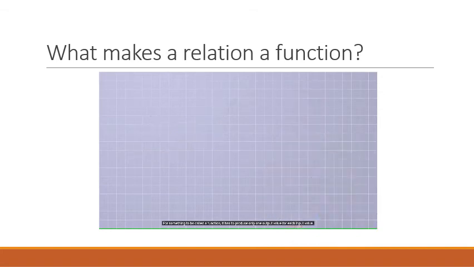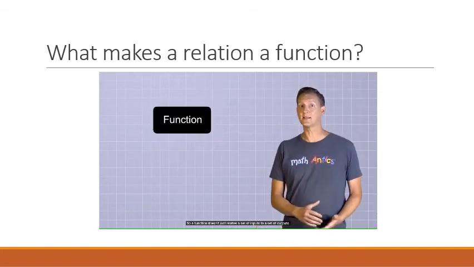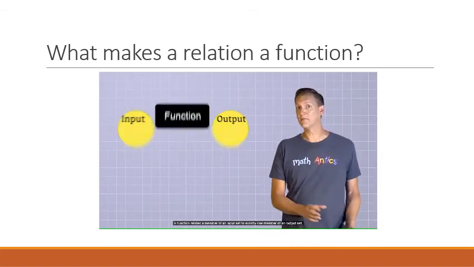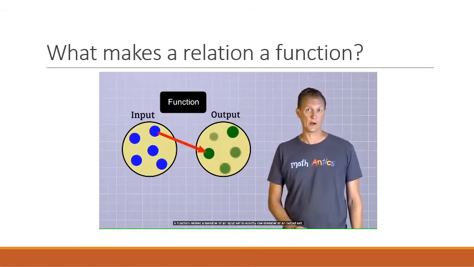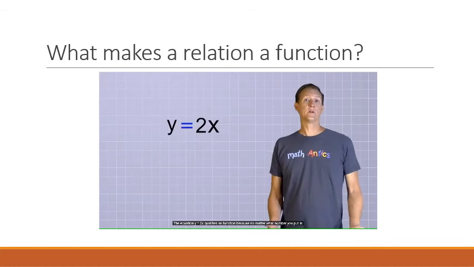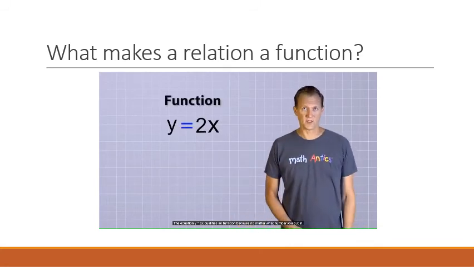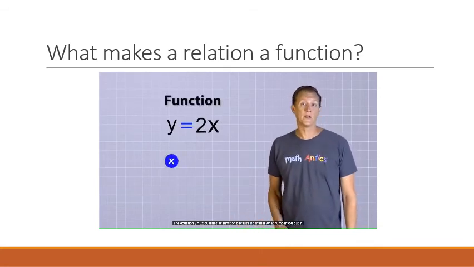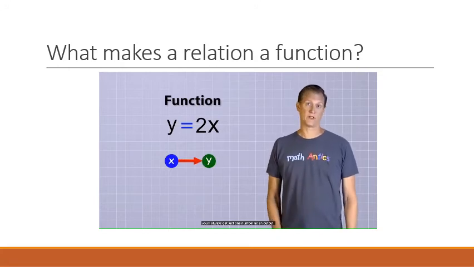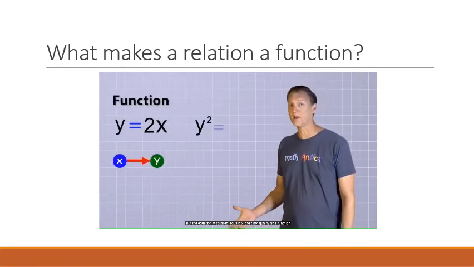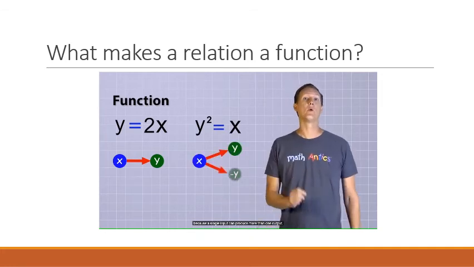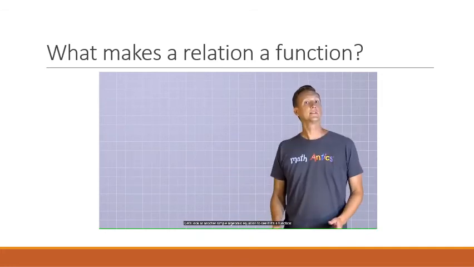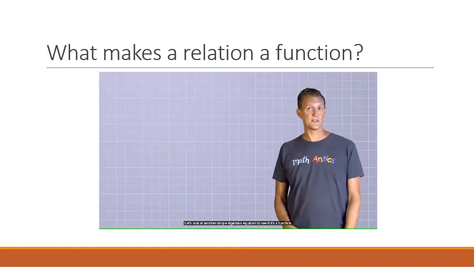So a function doesn't just relate a set of inputs to a set of outputs. A function relates a member of an input set to exactly one member of an output set. The equation y equals 2x qualifies as a function because no matter what number you put in, you'll always get just one number as an output. But the equation y squared equals x does not qualify as a function because a single input can produce more than one output. Let's look at another simple algebraic equation to see if it's a function.